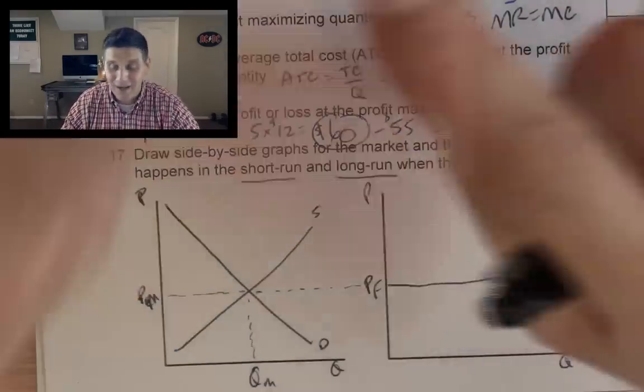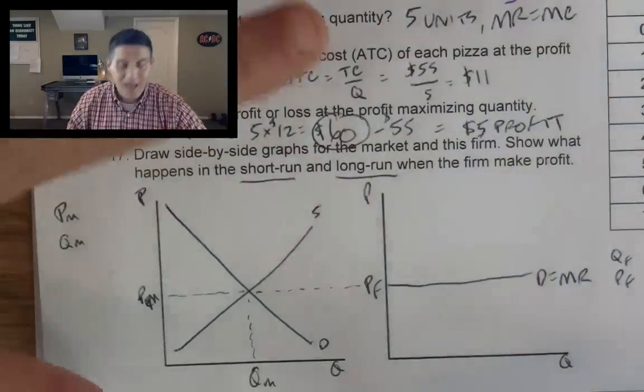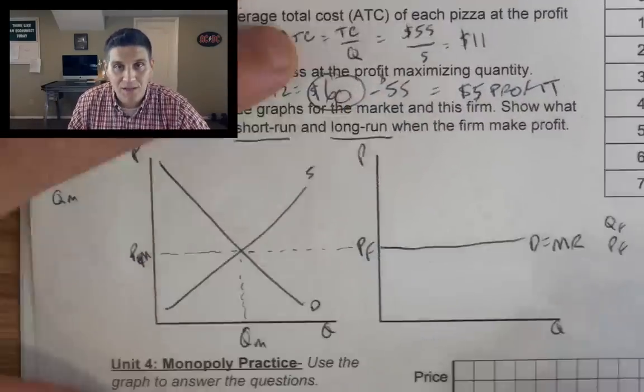They have identical products. They have many small firms competing against each other. There's low barriers to entry. If somebody's making profit, other firms will enter. So there's your marginal revenue. It's supposed to be horizontal. It's ugly, but it is.